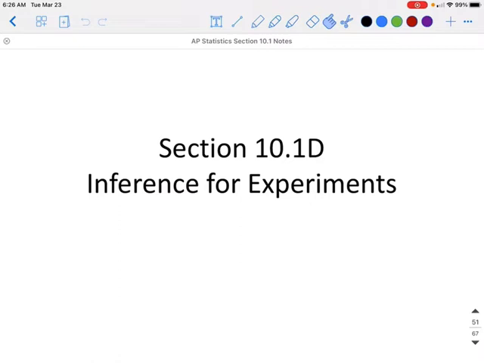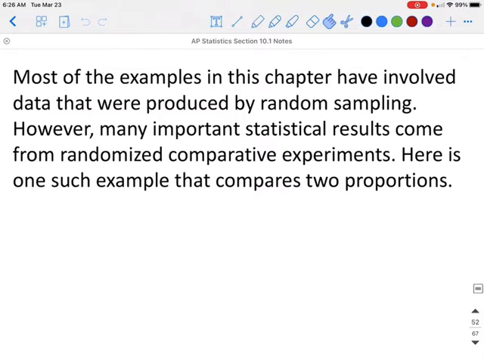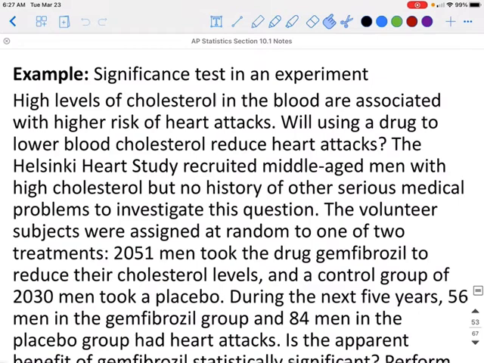This is section 10.1, part D, Inference for experiments. Most of the experiments in this chapter have involved data that were produced by random sampling. However, many important statistical results come from randomized comparative experiments. Here is one such experiment that compares two proportions.